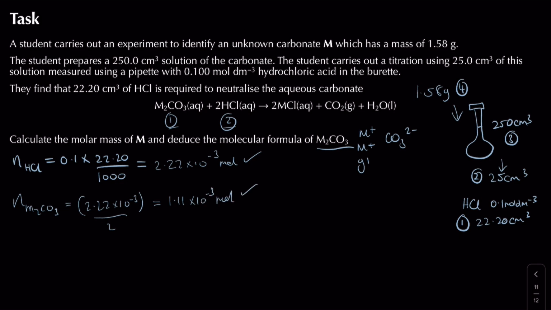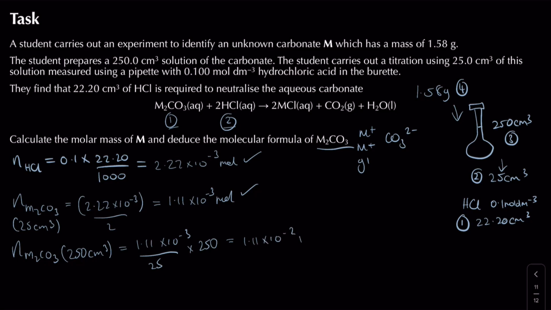But remember, that's going to be in 25 centimeters cubed. So I'm going to put that down below here. So I've got 25 centimeters cubed. What about if I were to look at the number of moles of our metal carbonate, but this time in terms of 250 centimeters cubed? Well, I'm going to have over here 1.11 times 10 to the power of minus 3, divide that by 25 because that's our volume of solution that's reacting, and then times it by 250 to scale up and find the number of moles in the original solution. I do that and I end up with, of course, 1.11 times 10 to the power of minus 2, and that's going to be moles as well.